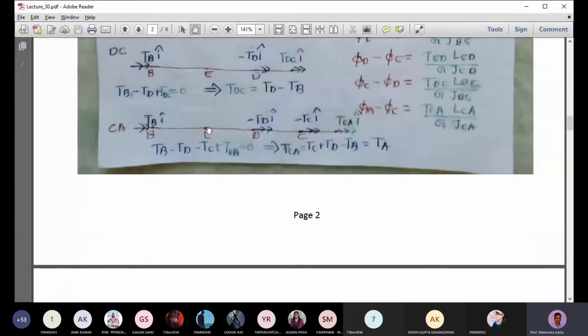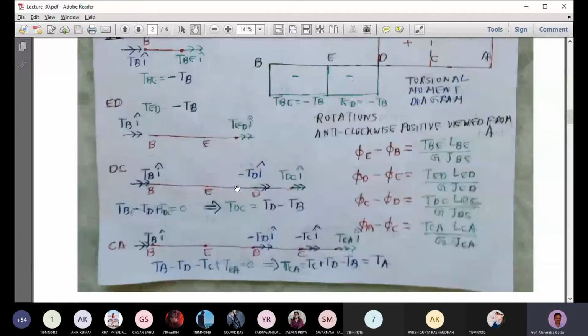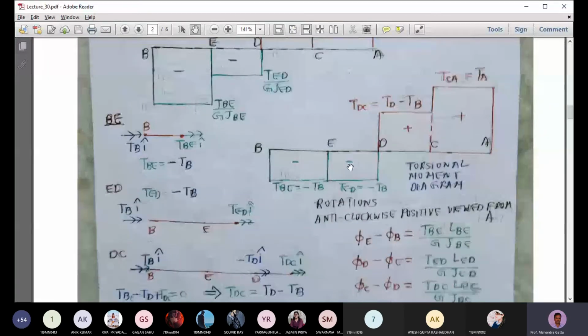So for CA we have B, E, D and C. This entire segment is there, and we are analyzing the segment between C and A. So we are cutting a section in the intermediate part. At B we have TB i cap, at D we have minus TD i cap, at C we have minus TC i cap. And on the right surface we'll have the torsional resistance TCA i cap. All this is in equilibrium. So TB minus TD minus TC plus TCA is 0. From that equilibrium equation we get TCA is TC plus TD minus TB, which happens to be equal to TA. So what we have done is found out the torsional moments in the various segments.